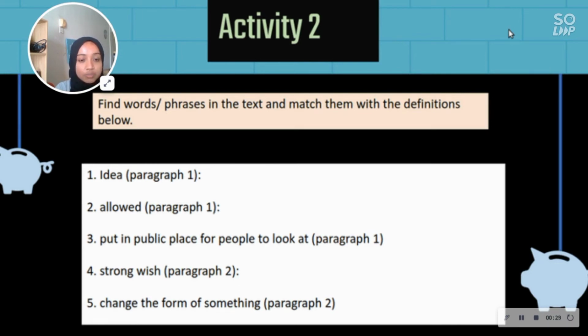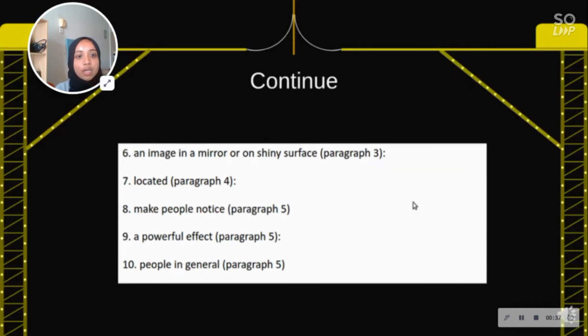The third one is put in a public place for people to look at, and then strong wish. The fifth one, change the form of something. And then six is an image in a mirror or on a shiny surface. Seven is located. Eight, make people notice. Nine, a powerful effect. And 10 is people in general.